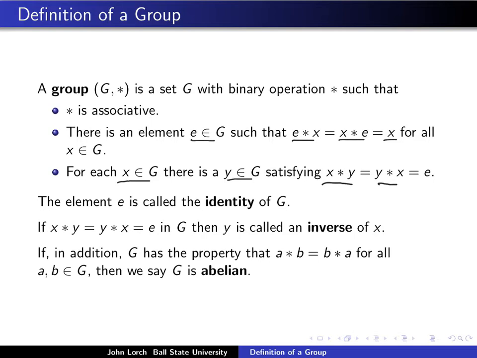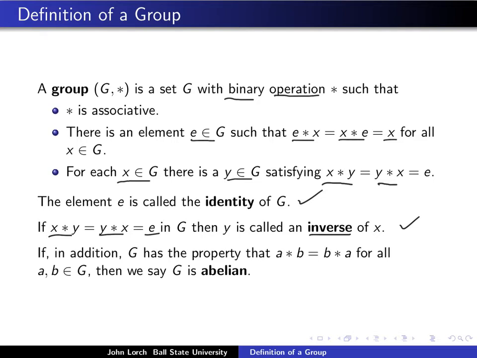So the special element E is called the identity, as we've been saying. And if we're given X and we find this special Y such that X star Y and Y star X are both equal to E, then we call Y an inverse for X. And then in the example, we saw that it's important that this operation be binary.